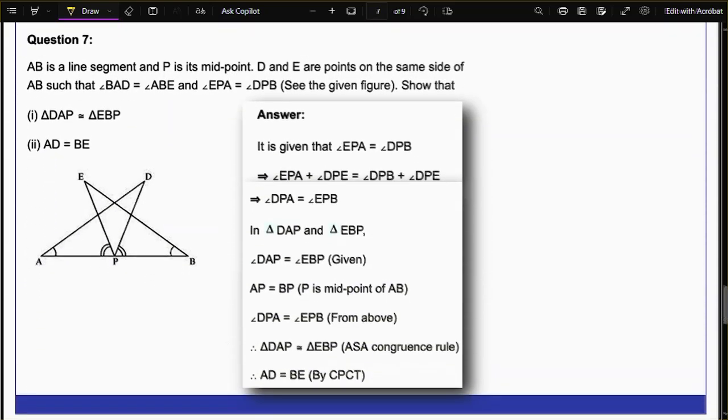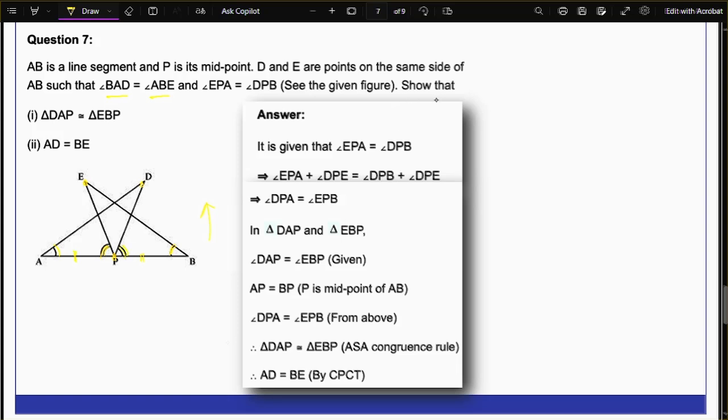Now comes question number 7. It says that AB is a line segment where P is the midpoint. That means AP equals PB. D and E are points on the same side of AB, that is, on opposite sides. Angle EAB and angle DBA are the same. This angle is the same as this angle, and also angle EPA is the same as angle DPB.